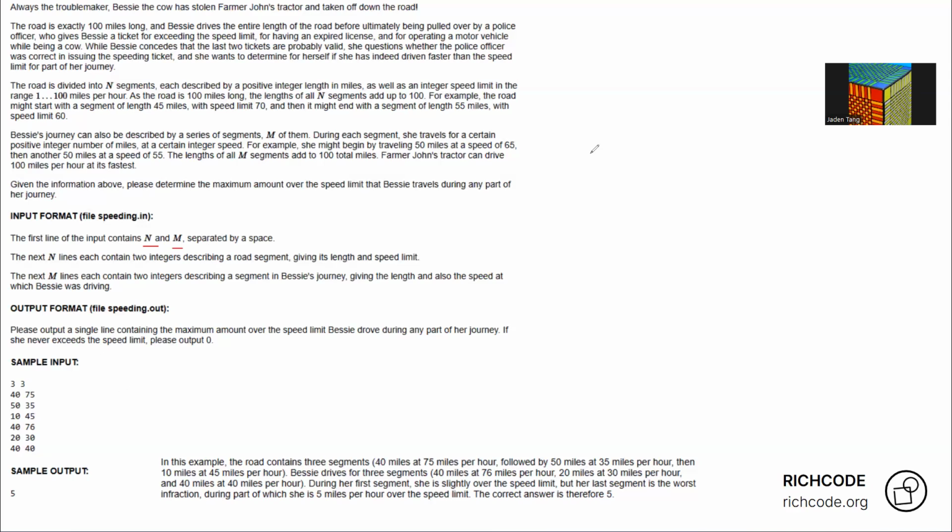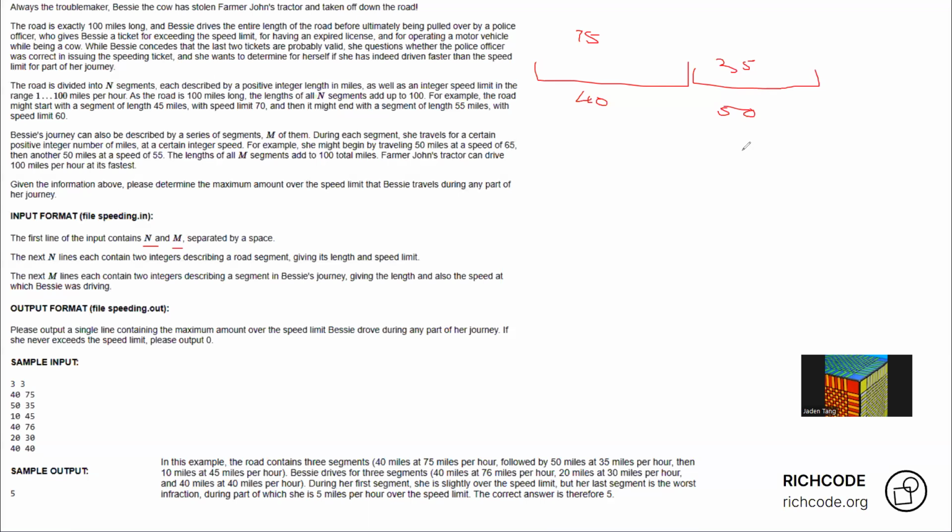Then we need to output how much over the speed limit Bessie drove, and if she never did, output 0. They give us a sample test case where first the segment is 40 and the speed limit is 75. Then there's a segment that is 50 and that is 35. And then finally we have one more segment of length 10, and that has speed limit 45.